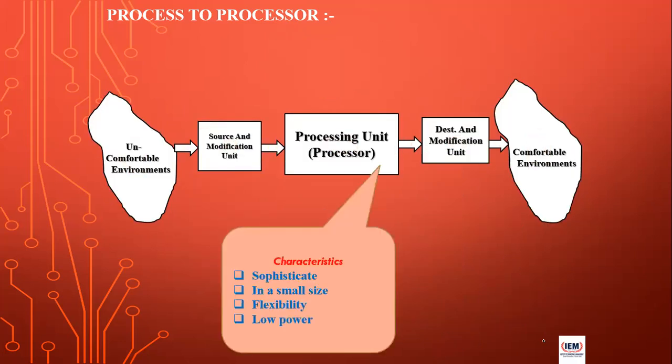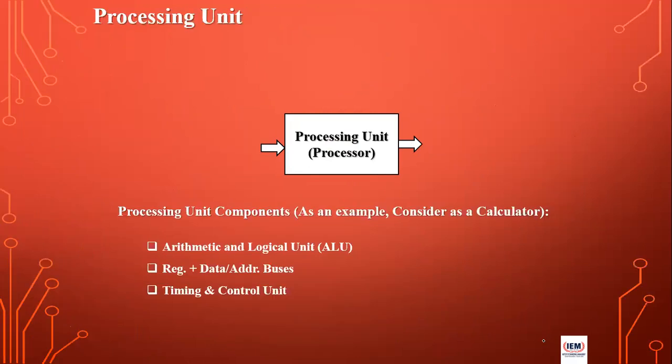So the characteristics we already know: sophisticated, small size, flexible, low power, low cost also. Now we are talking more about the processing unit. Everyone knows what things are present in the processing unit: the arithmetic logical unit, various types of memory. You know about the register, because you already completed your digital electronics course. Various kinds of registers are there for memory purpose. We have address and data buses, and finally the timing control unit.